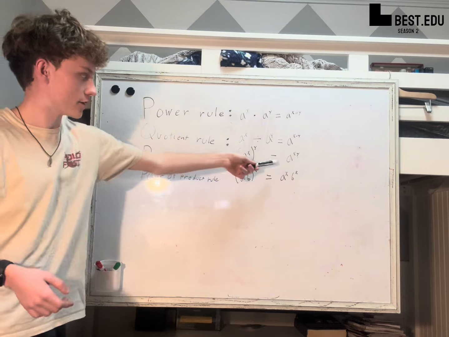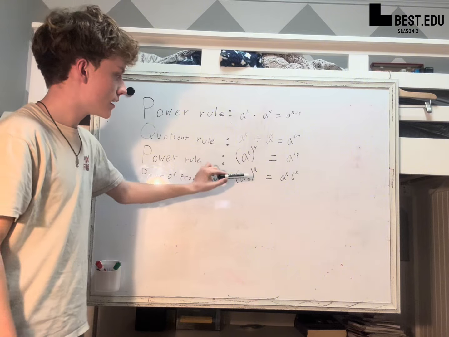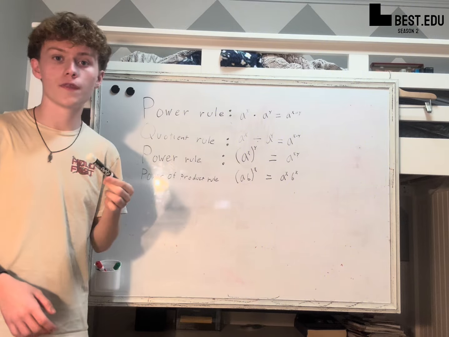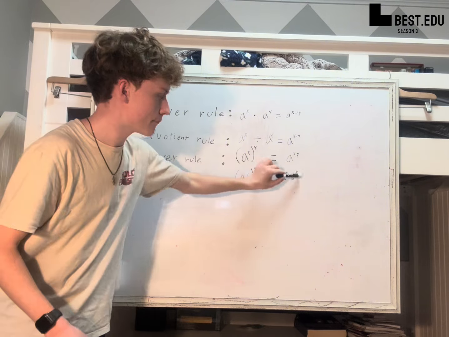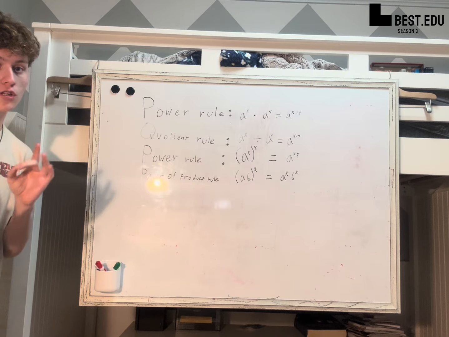They just multiply. You can see it up here. Power product rule. (ab) to the x. The exponent goes to both of them. Take a screenshot. Do whatever you'd like with it. You need to memorize these.